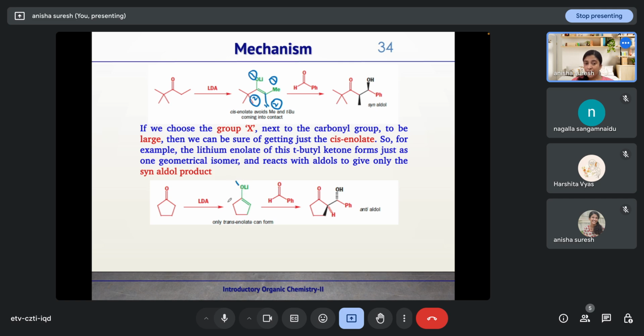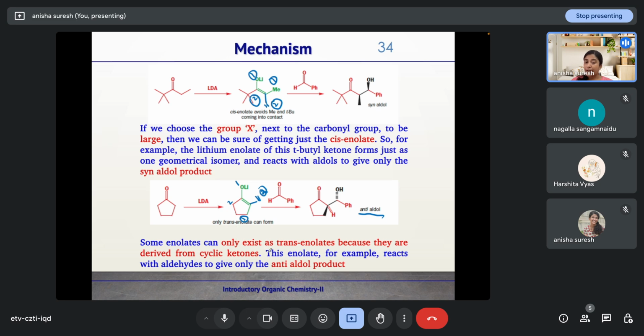So 1, 2. Here hydrogen. So 1. Sorry, this will be 1 and this will be 2. So these are trans. So here only the trans-enolate is getting formed, and when the trans-enolate is undergoing aldol reaction with this aldehyde, it will result in the formation of this anti-aldol product.